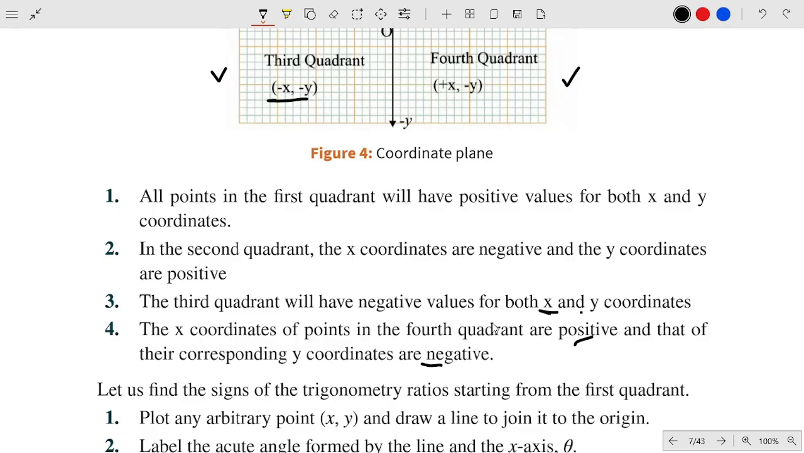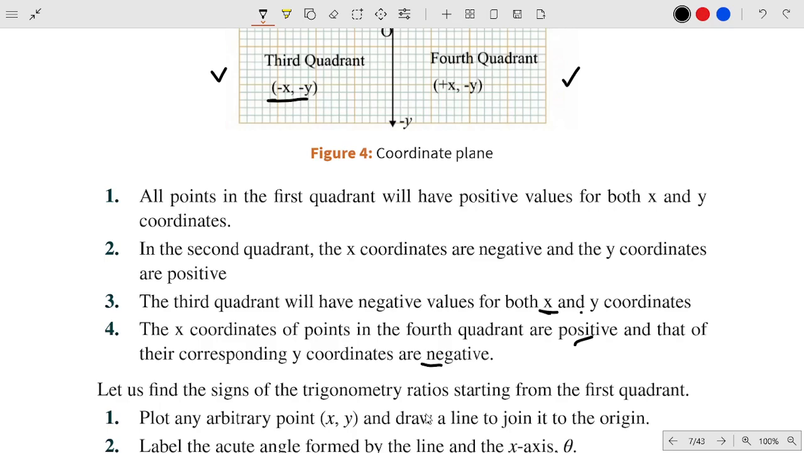Now we want to know, taking the trigonometric ratios that we talked about in our previous video, the sine, the cosine, and the tangent.